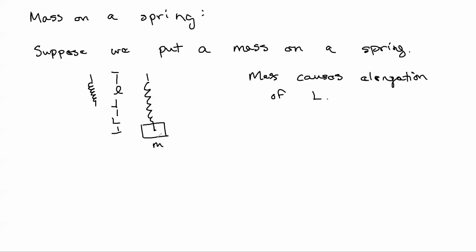If we were to represent this with a force diagram, once the mass is on the spring, what would it look like? Pulling downward, of course, would be gravity. That's going to be the mass times the gravitational constant. That gives us our force due to gravity.